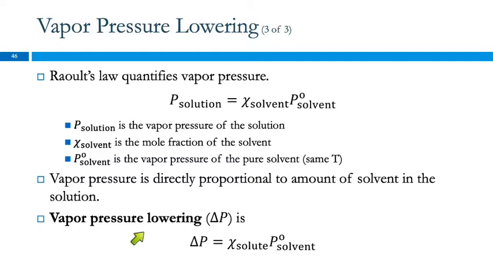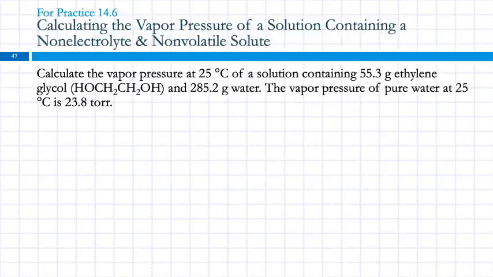So the vapor pressure is directly proportional to the amount of solvent that's in the solution. Sometimes we want to look at vapor pressure lowering, delta P, the change in the vapor pressure, and that can be expressed using this variation. Delta P is chi solute, the mole fraction of solute, times the vapor pressure of the pure solvent. So calculate the vapor pressure at 25 degrees Celsius of a solution containing 55.3 grams of ethylene glycol and 285.2 grams of water. The vapor pressure of pure water at 25 degrees Celsius is 23.8 torr.